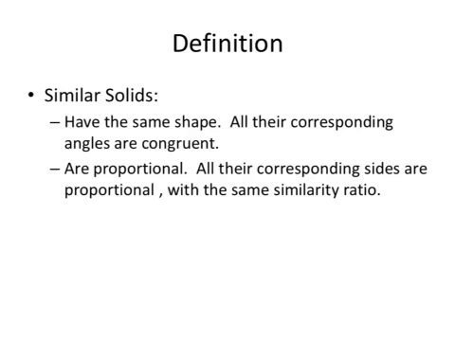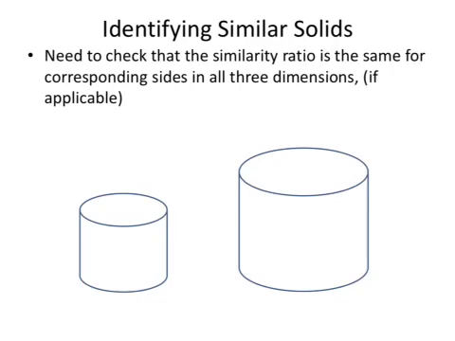So first let's define what a similar solid is. Similar solids have the same shape, which means that all their corresponding angles are congruent. And similar solids are also proportional, which means all their corresponding sides are proportional and they'll all have that same similarity ratio. So we need to identify similar solids. Let me set this problem up for you.